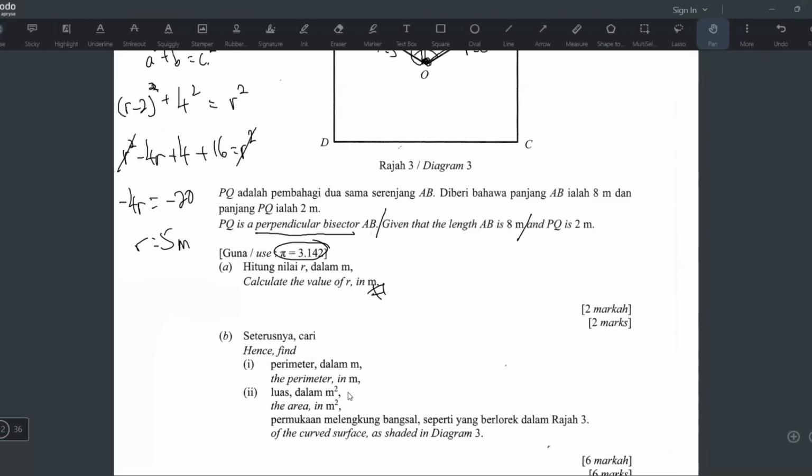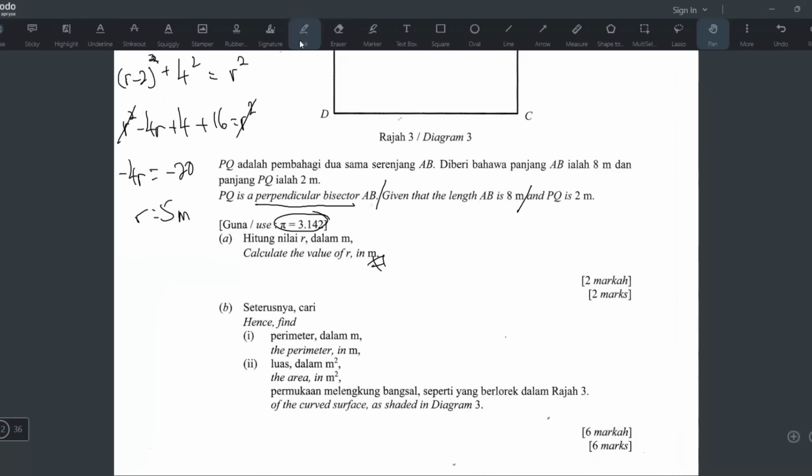B1, find the perimeter in meter. Okay, I want you to change the question. Is perimeter of shaded region. Yeah, change the question.